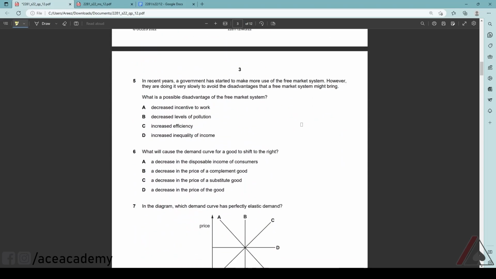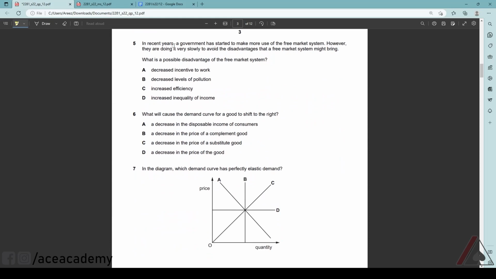Okay, cool. Number 5: in recent years, a government has started to make more use of the free market system. However, they're doing it very slowly to avoid the disadvantages that a free market system might bring. What is the possible disadvantage of the free market system?